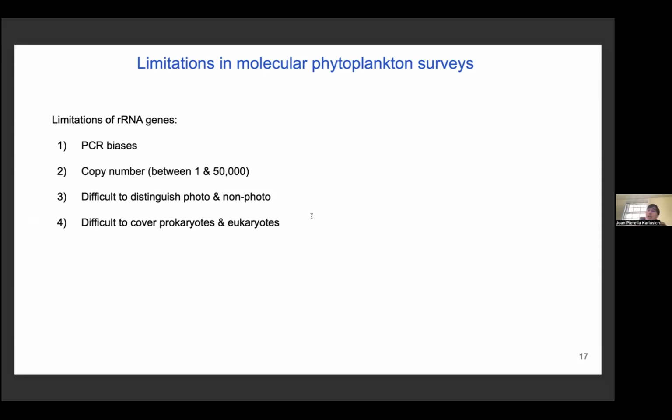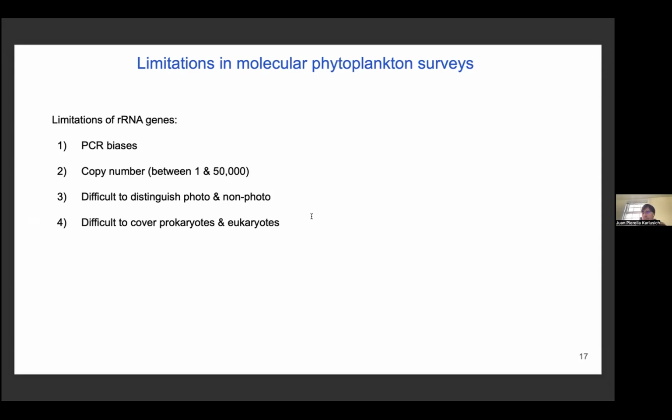And then another limitation is that these genes are housekeeping, so we cannot use them to distinguish between photosynthetic and non-photosynthetic species. We can make some assumptions in terms of the phylogenetic distribution of the photosynthesis capacity, but these assumptions are, let's say, a limitation.